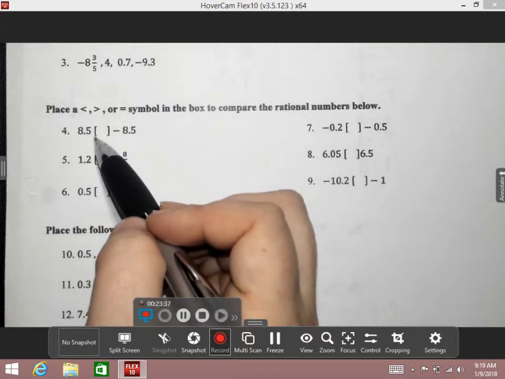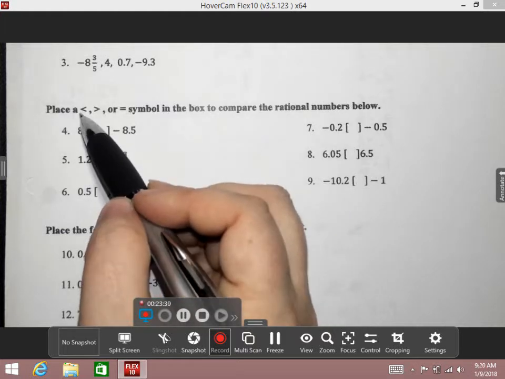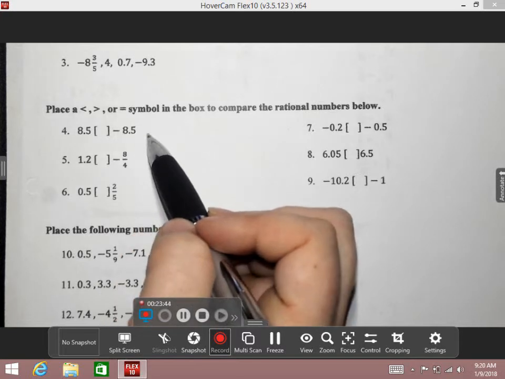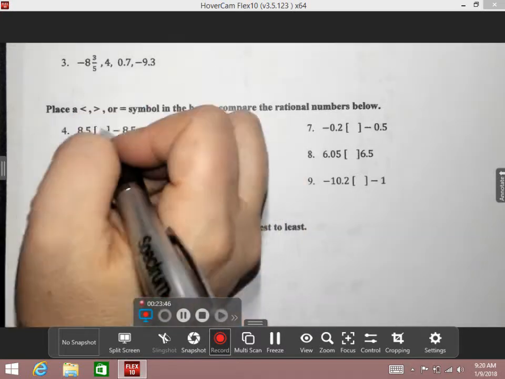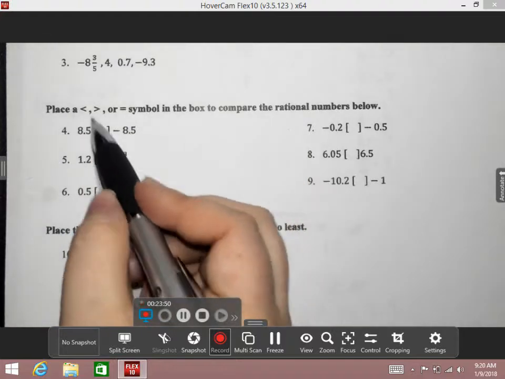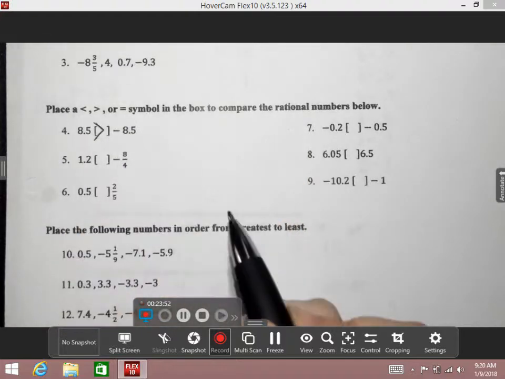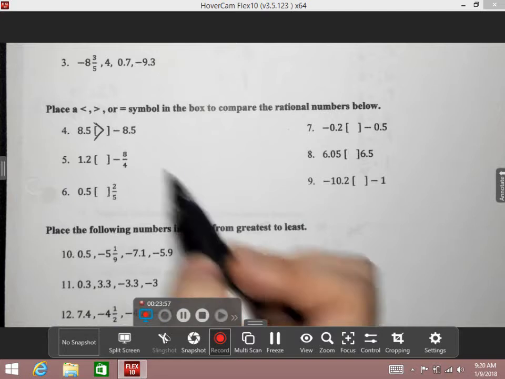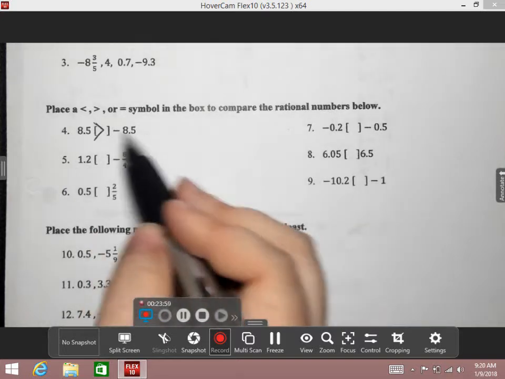8.5 is less than, greater than, or equal to negative 0.85. Dina? Greater than, because it is positive. So my Pac-Man should be going towards the positive 8.5. Okay? And that's all you're doing on these, all right?